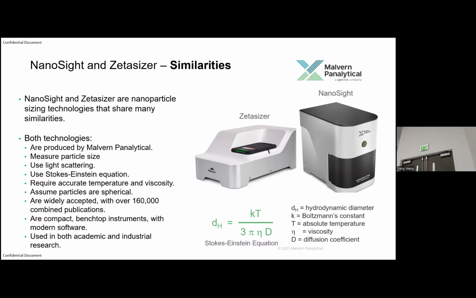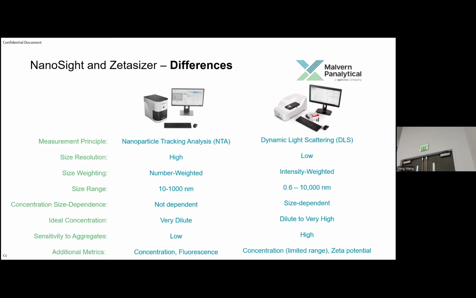And they use everything. So differences again is that we're talking about nanoparticle tracking analysis versus dynamic light scattering. Number-based distribution, so this high resolution, a little bit less resolution. Number weighted, intensity weighted. Smaller size range for the NanoSight, larger size range for the Zetasizer. Concentration, not really dependent, you can see different particles based on concentration. If you have a high concentration of large particles, that might overwhelm some of the smaller particles. So there is some concentration dependence on the Zetasizer. You can work ultimately with more dilute samples, or you need to work with dilute samples.